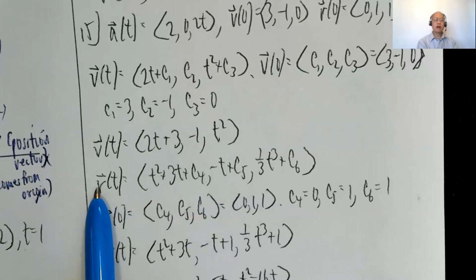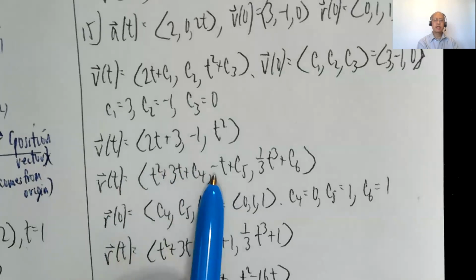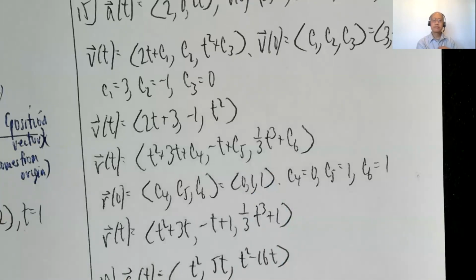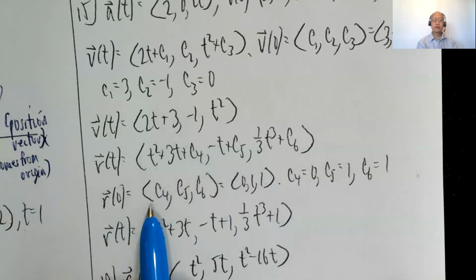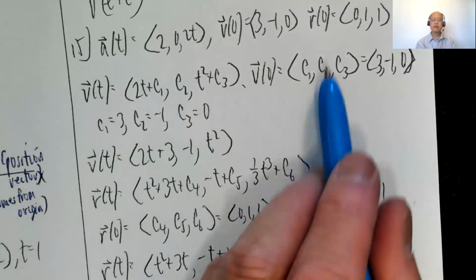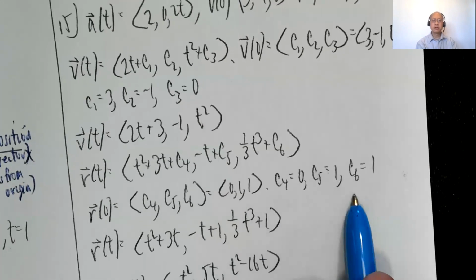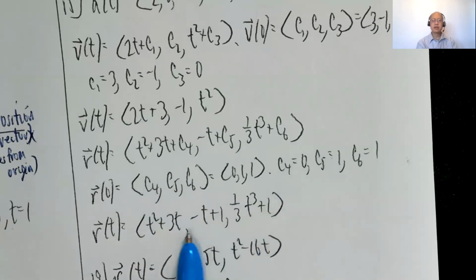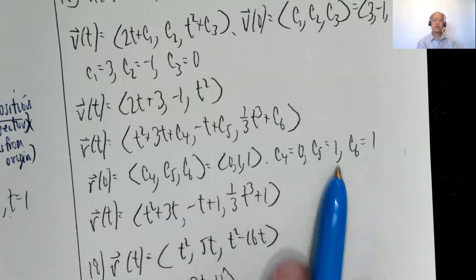Integrate again to get r. So t squared plus 3t plus c4. Integral of -1 is -t plus c5. Integral of t squared is t cubed over 3 plus c6. Once again, if you plug in 0, you have the vector c4, c5, c6, which comes out to be 0, 1, 1, that was given. Therefore, c4 is 0, c5 is 1, and c6 is 1. So just plug them back in. So r of t is t squared plus 3t plus nothing, -t plus 1, and 1/3 t cubed plus 1. Okay.